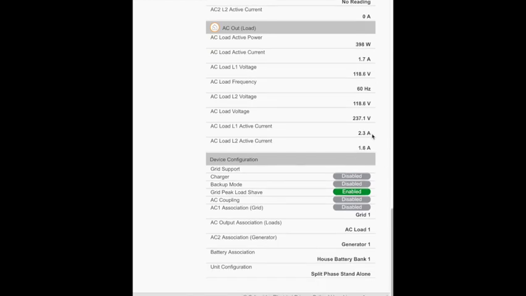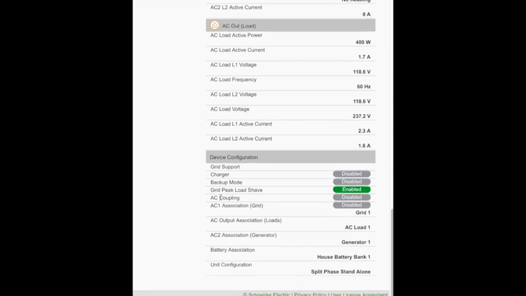This is mixed up just below where it says enabled on the green badge for grid peak load shave. That should be aligned with backup mode. So it's just aligned them improperly. That's not correct. Enabled is backup mode. I don't have the charger enabled because I'm not connected to the grid and I'm not bringing power in from the AC, from the utility.